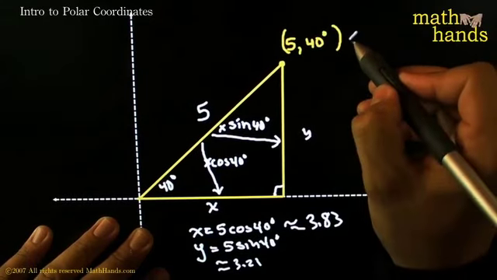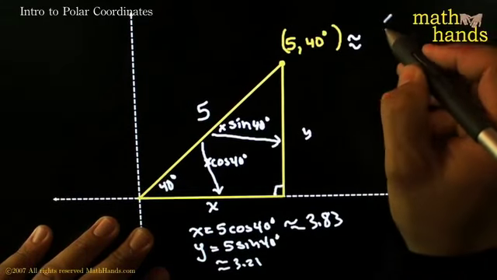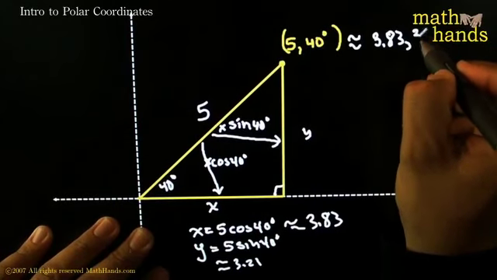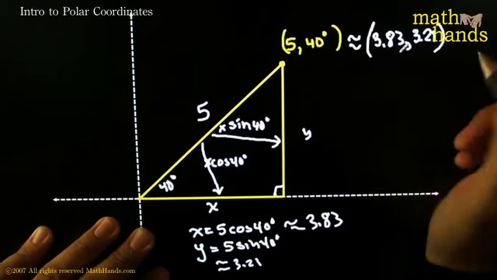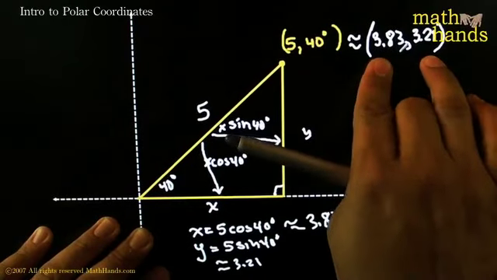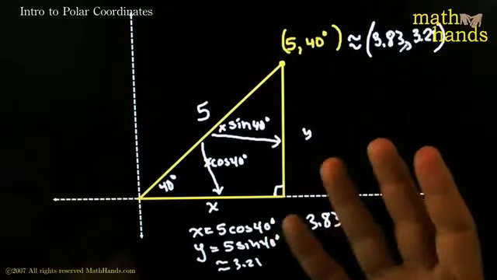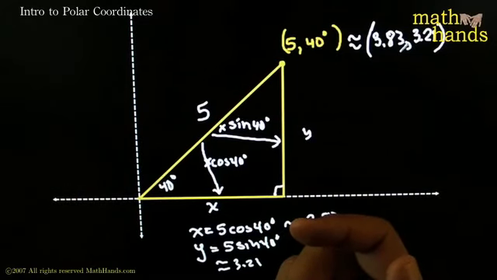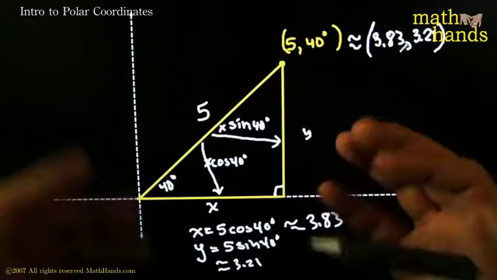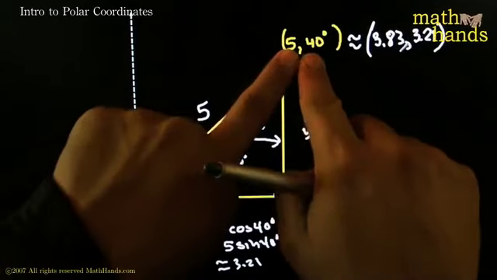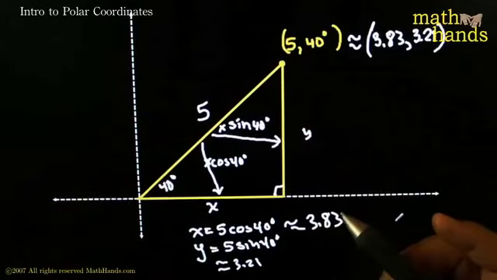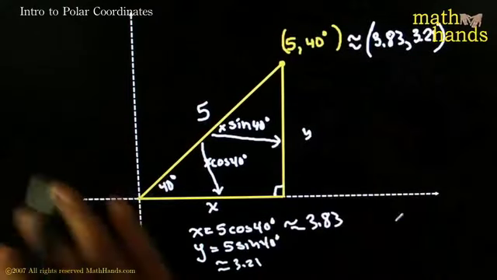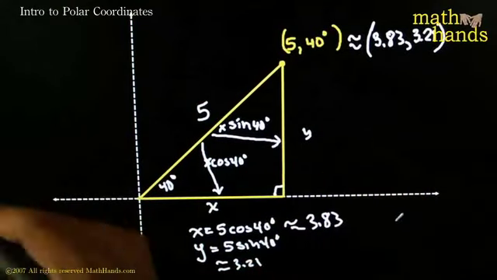So this, when you translate it, becomes approximately 3.83, 3.21, and this would be in Cartesian. I told you. Not only that, but what we should get out of this is something really important, not just the translation of this particular point, but the general translation. By the way, this would work in any quadrant. This is good forever.